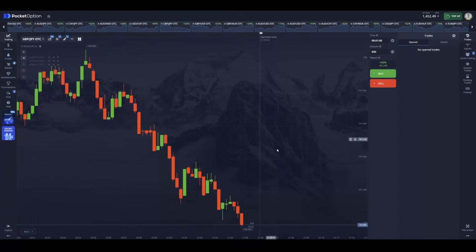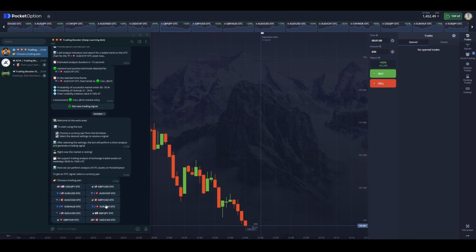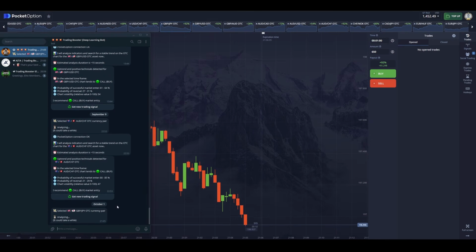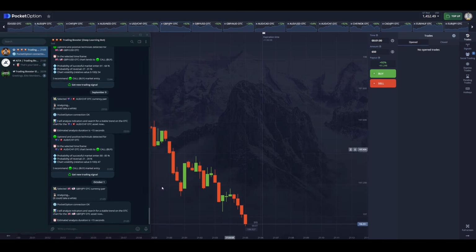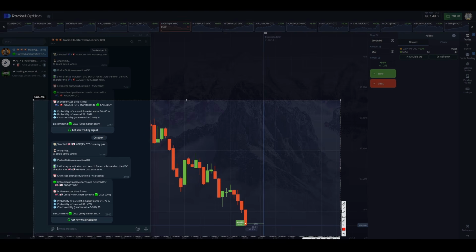I'm switching to the British pound / Japanese yen currency pair. I get a signal and select this currency pair. The trade duration is 1 minute. I'm going to open the trade for $650 now. That's a good buy signal. We can open a buy trade right from here. Look, these percentages, they should be around 40%.